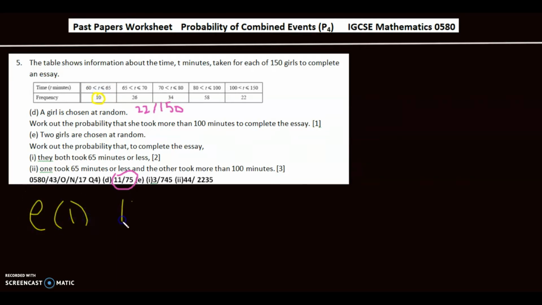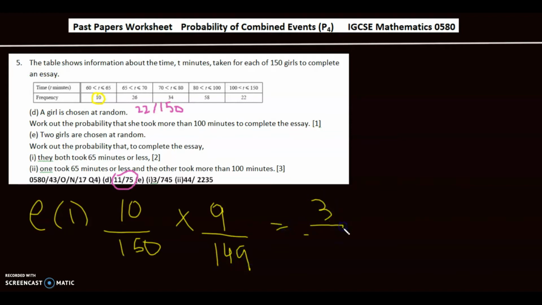So 2 girls are chosen. Probability that the first takes 65 minutes or less would be 10 upon 150. Now that girl is removed from the set. So now 9 girls are left who take 65 minutes or less, and total 149 girls are left. When you multiply this, you get 3 upon 745.